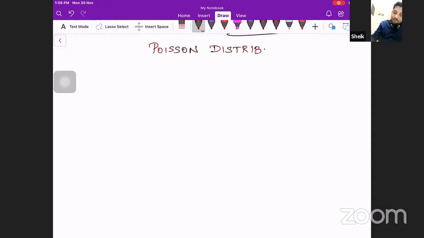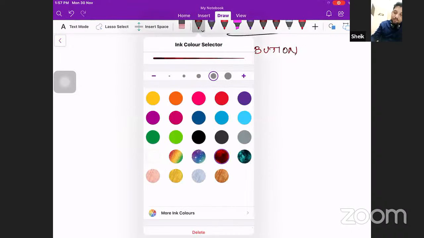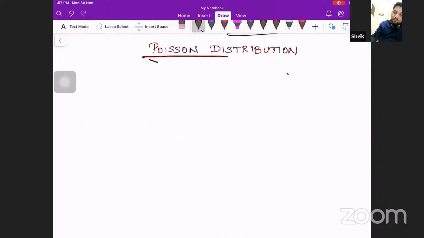Poisson distribution. What is it? Sir, in discrete distributions, we are already learning binomial distribution. What is the purpose of learning Poisson distribution also? See, in a binomial distribution, there are some limitations. When there are some limitations, we are not in a position to use the binomial distribution.